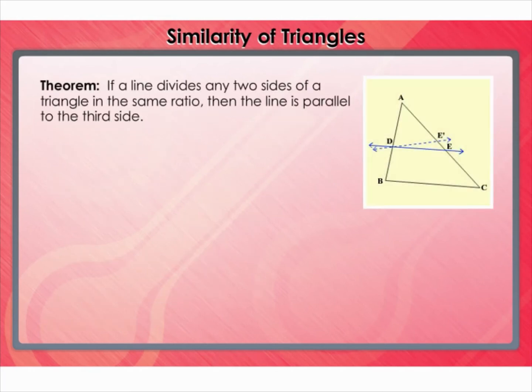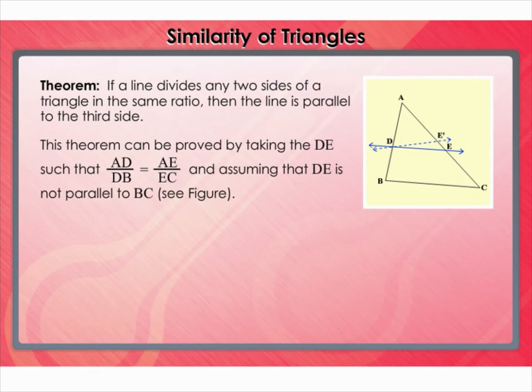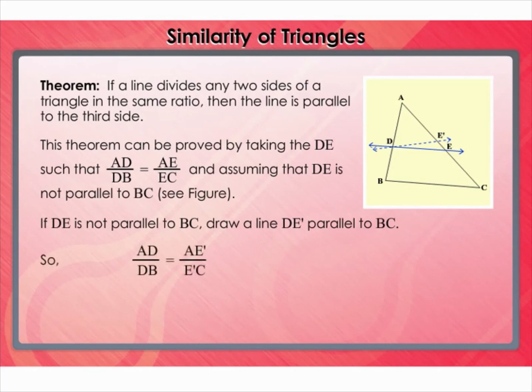Theorem. If a line divides any two sides of a triangle in the same ratio, then the line is parallel to the third side. This theorem can be proved by taking a line DE such that AD by DB is equal to AE by EC and assuming that DE is not parallel to BC, see figure. If DE is not parallel to BC, draw a line DE dash parallel to BC. So, AD by DB is equal to AE dash by E dash C. Therefore, AE by EC is equal to AE dash by E dash C.